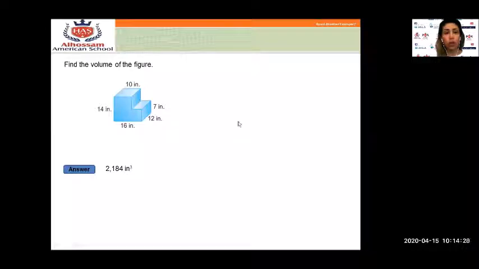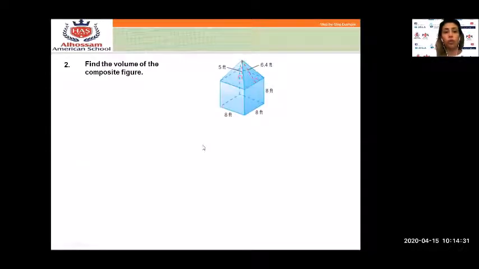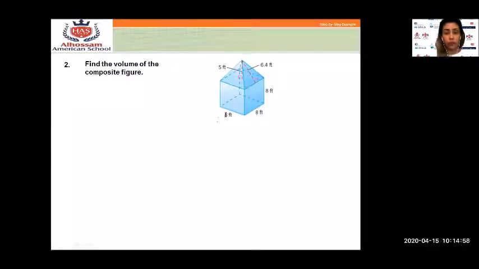Let's see this question. Who will start to solve with me? Find the volume of the composite figure. Okay, Dumdum, start. Here, I have two shapes. What are these shapes? A square and a rectangle. A square and a triangle.